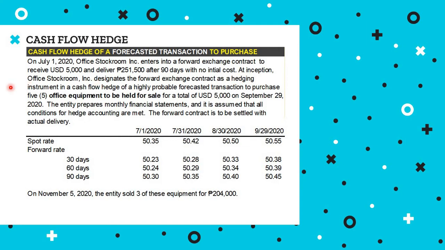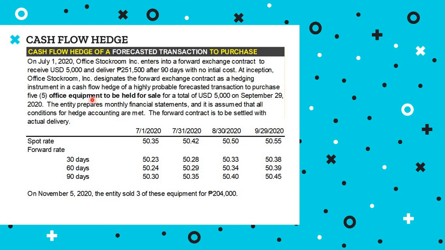Then, at inception, Office Stockroom Incorporated designates the forward exchange contract as a hedging instrument in a cash flow hedge of a highly probable forecasted transaction to purchase 5 office equipment to be held for sale for a total of 5,000 US dollars on September 29, 2020. The entity prepares monthly financial statements and it is assumed that all conditions for hedge accounting are met. The forward contract is to be settled with actual delivery.